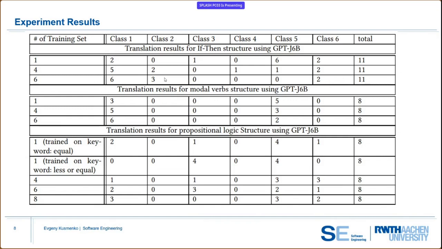And we can see, for example, in the first 3 lines for the if-then, for the trigger action requirements, that when showing the model 1 example, we only have 2 class 1 translations, but when increasing the example set up to 6 examples, we already come up with 6 class 1 translations out of 11. So basically, the model learns really, really fast here, which is very promising. So meaning that with really few examples, we can achieve very good results here.